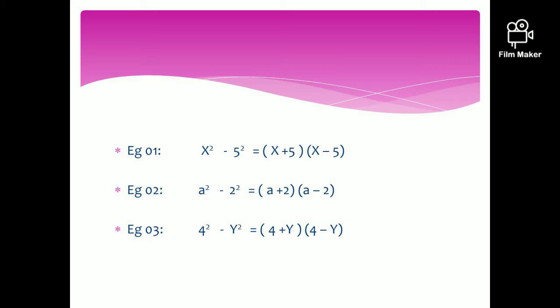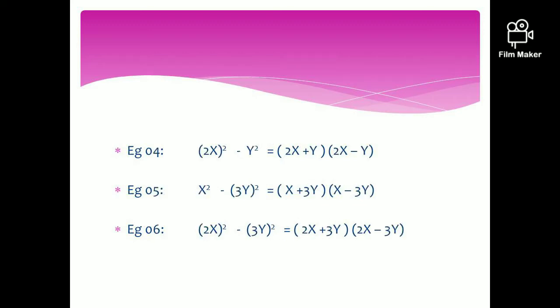Then 4 squared minus y squared. In that case, the first square number is 4 squared and the second square number is y squared. So you cannot change it. Therefore, you can write 4 plus y into 4 minus y. I think you can understand the questions in this slide. Let's try to work out these questions with a little advancement.